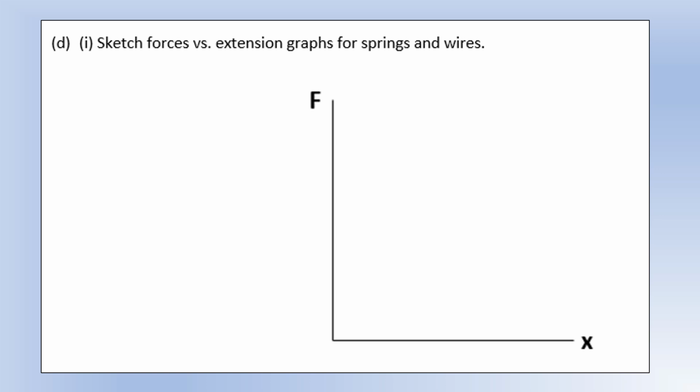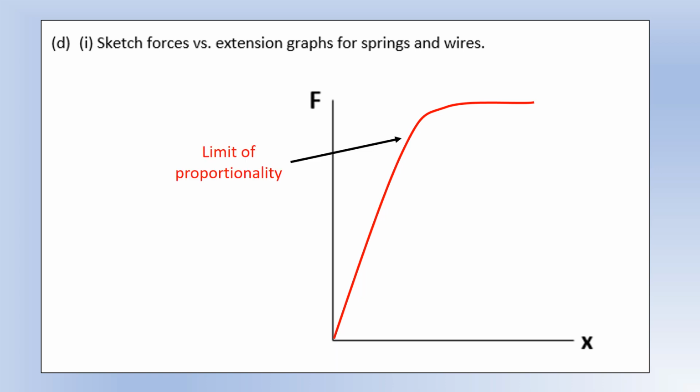Okay, so next we're going to sketch some force versus extension graphs for springs and wires. For a while, it will obey Hooke's law, and most springs and wires do, but then we'll go past the point called the limit of proportionality, and then we'll stop obeying Hooke's law. So most of them look a bit like this.